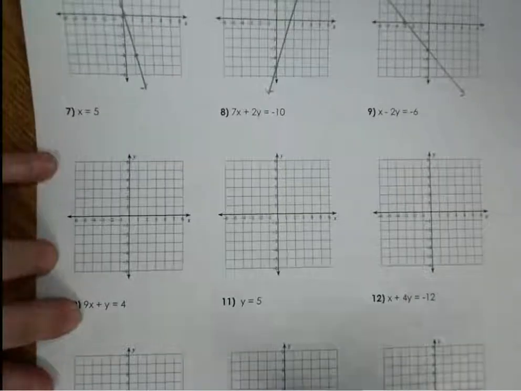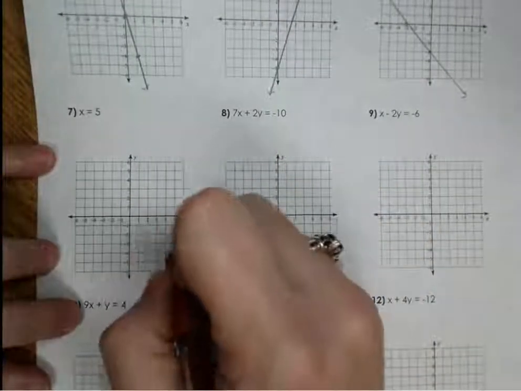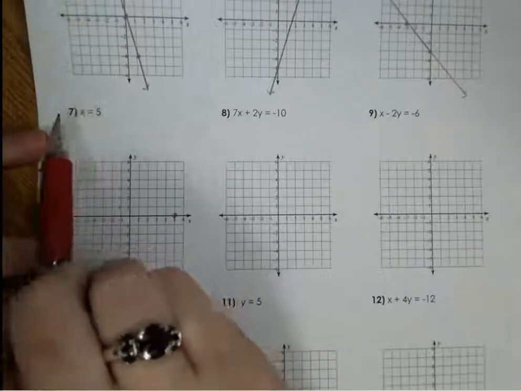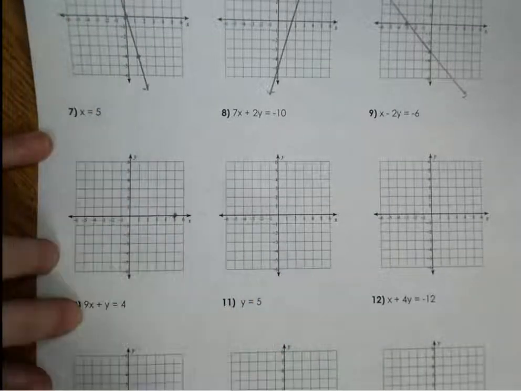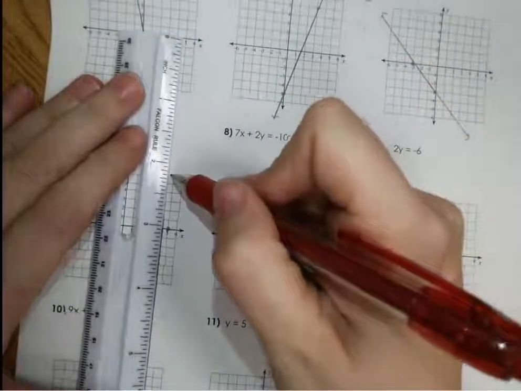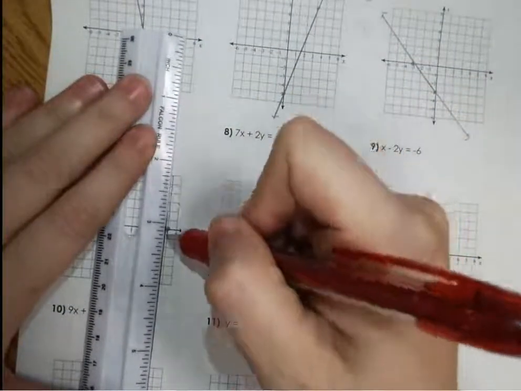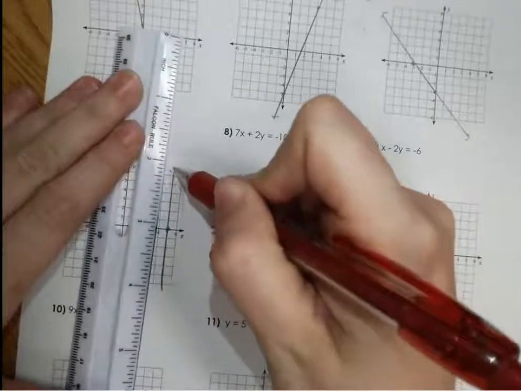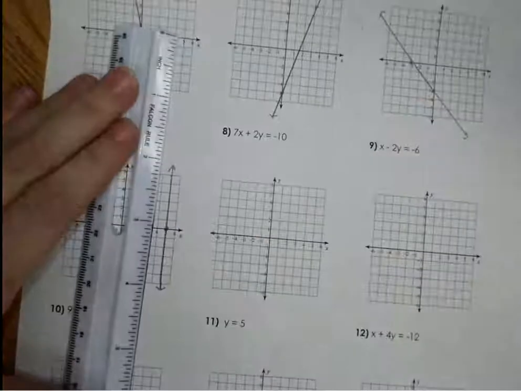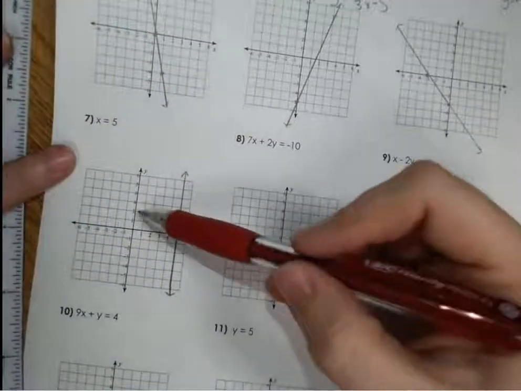Number 7, x equals 5. Okay, well, here's x equals 5. You might notice there's no y in this equation, which means this line will never touch the y-axis. For that to happen, it has to be a perfect vertical line, straight up and down. Every single point on this line has an x of 5, but it is never going to actually touch the y-axis.